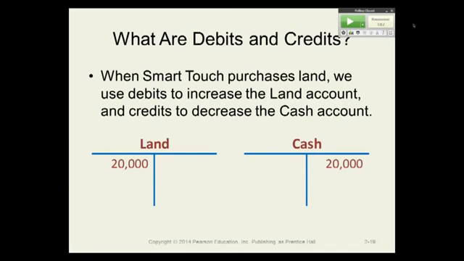Any questions? Yeah, good point. The question is, do you have to put a plus or a minus in the T accounts? No. Because it's known that if you debit land, it's an asset account, and assets increase by debits. And it's also known that if you put a credit in a land account, assets decrease by credits.